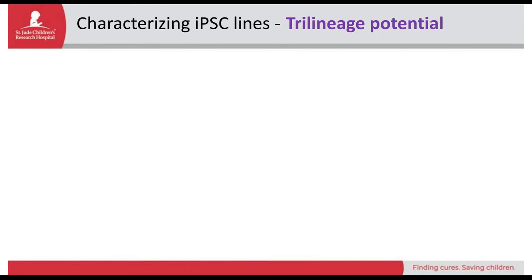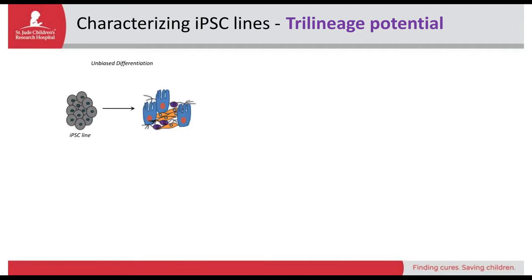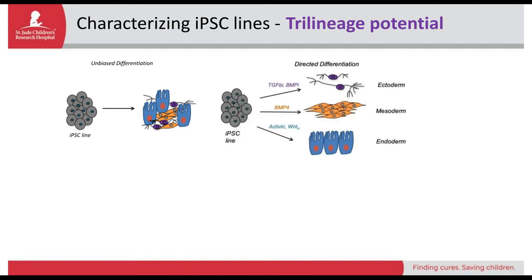The second aspect of characterization is to look at the trilineage potential of your iPS line, whether it is able to differentiate into cells of all three germ lineages: ectoderm, mesoderm, and endoderm. Now, there are two ways to do this. You can do it through an unbiased differentiation approach, where you let the iPSCs undergo default differentiation into a culture which is a mix of cells from different lineages without pushing the line towards any specific lineage. An alternative approach is to do a directed differentiation, where you're essentially pushing your iPS line specifically towards ectodermal, mesodermal, and endodermal lineages by adding specific signaling molecules and morphogens into the medium.